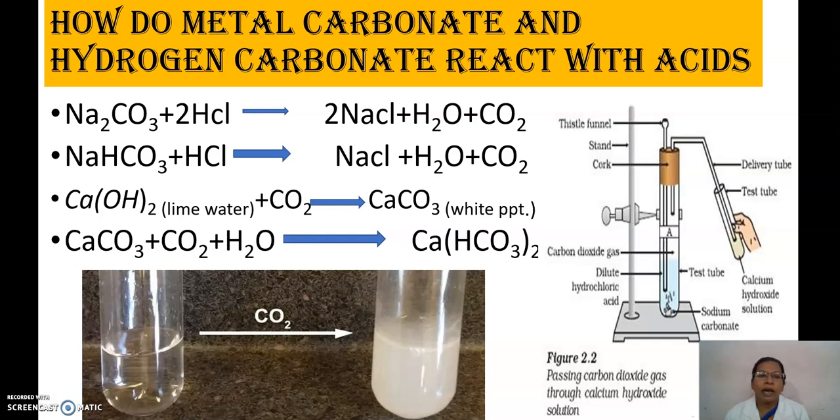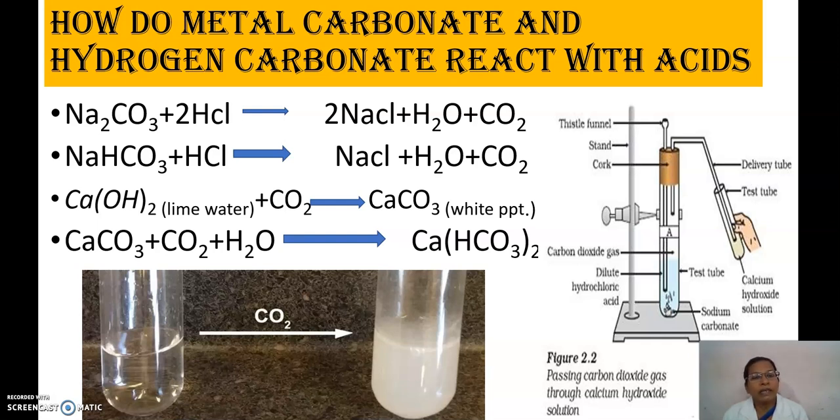So sodium chloride is a salt. Then the byproducts are water and carbon dioxide. So each time a metal carbonate is reacting with acid, carbon dioxide gas is evolved.